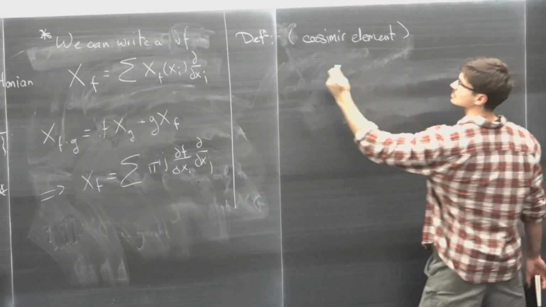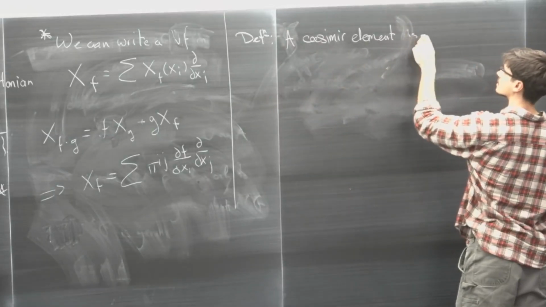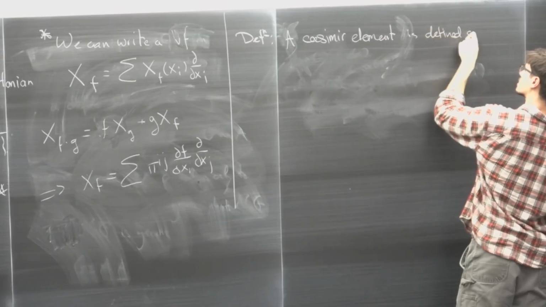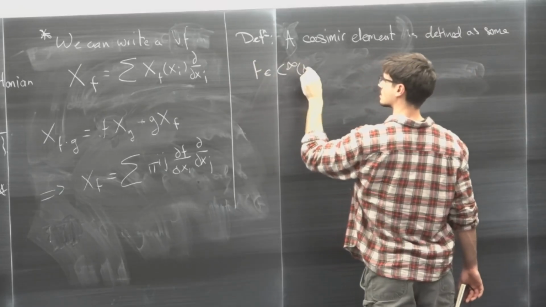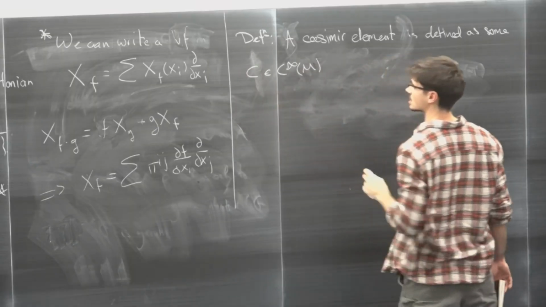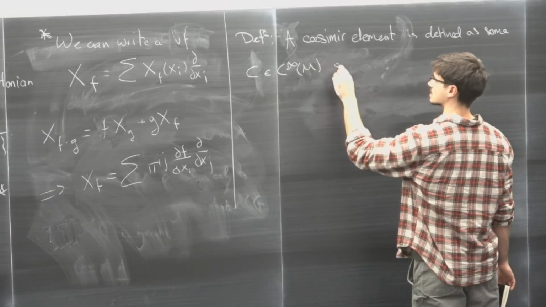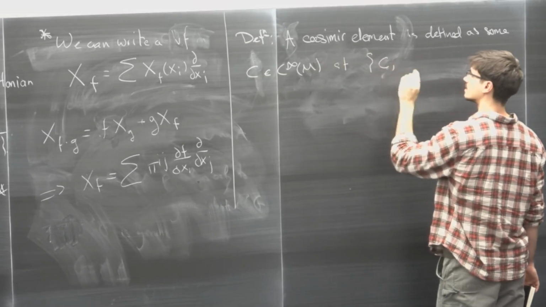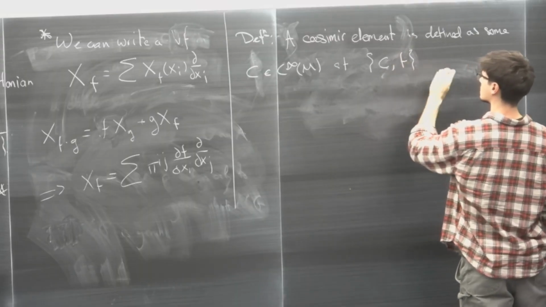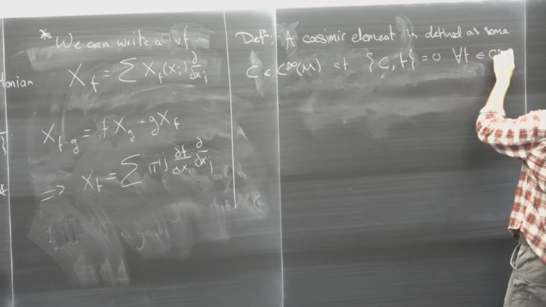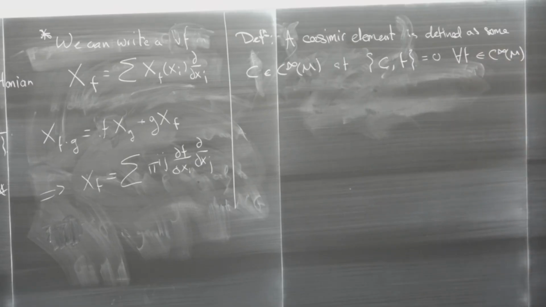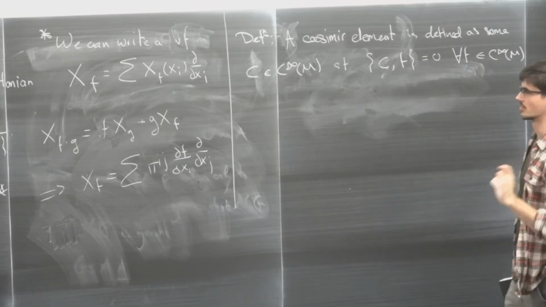Defined as some c in a smooth function such that {c, f} is equal to 0 for all f. So this is particularly important, not for anything that we'll see today, but that will come up. And it's basically just a function which annihilates every other function with respect to this bracket.